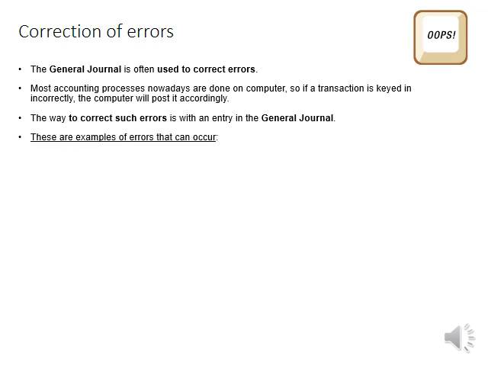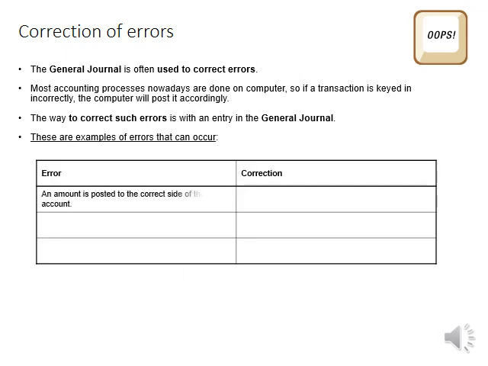These are examples of errors that can occur. An amount is posted to the correct side of the wrong account. So the amount is correct, and the side is correct, but it's the wrong account. This account must be cancelled, so we will cancel the entry in the wrong account and then record it in the correct account.